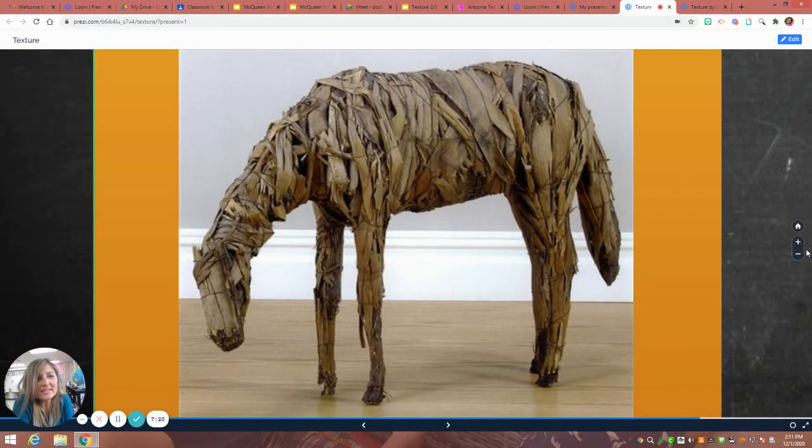Let's go to the next one. This is Deborah Butterfield, and this is one of her horses. Now, is this an example of actual texture where I can actually touch it, or is this an example of implied texture where my eyes visually see it? If you said actual, you were right. If I took my hand, and again, it's artwork, so I would never want to touch it, but if I did, and I could go over and pet this horse, I would feel the roughness of the texture that she used. So this is an example of actual texture.